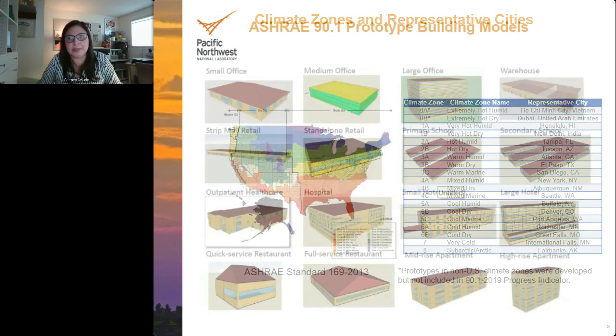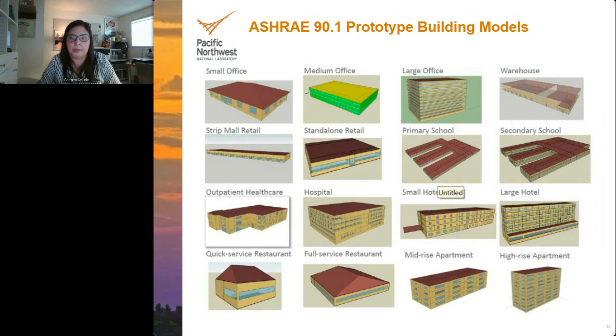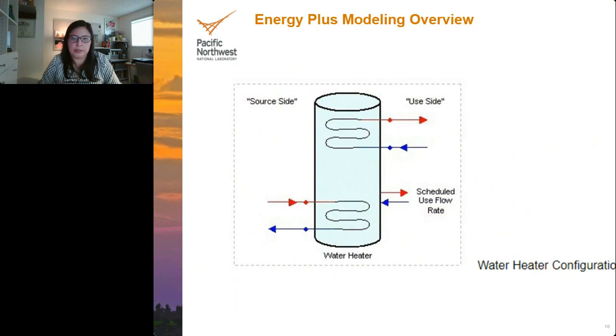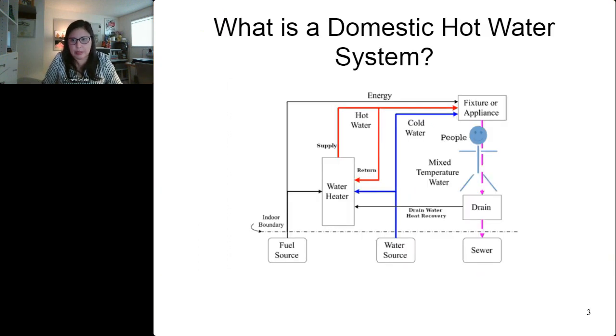As I mentioned, we have 16 different prototype building models. So these are standards that we use for all of our modeling. And they range from small office to high-rise apartments. We use EnergyPlus, which is an open source whole building software that incorporates a lot of different real modeling inputs to bring together the, Jim, I think you advanced on me, to bring together the different measures that we look at. I think we're back to our prototypes here.